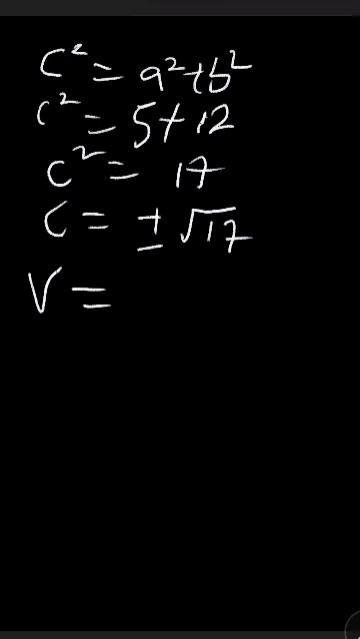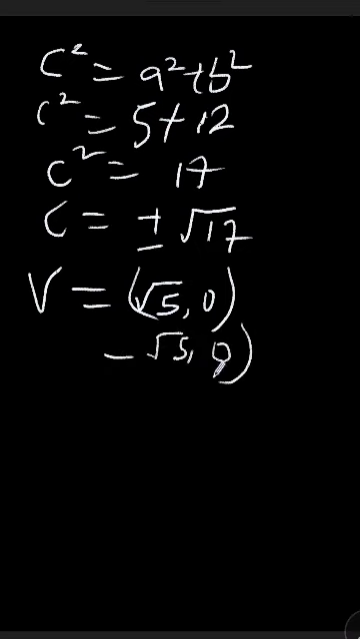The vertices is given to be a, 0. And our a is root 5, so the vertices will be plus or minus root 5. So the positive one first, root 5, 0, while for the negative one, that will give minus root 5, 0. That is the vertex.